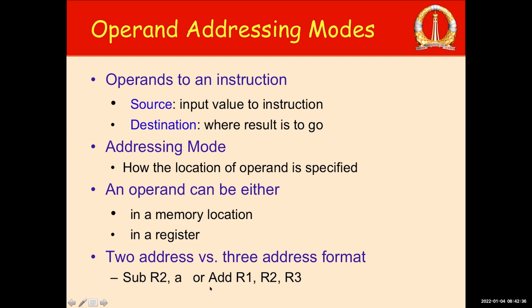As opposed to this, in the 3-address format, you could have 3 operands. One of these operands is the destination operand, which is R1, and the other 2 are source operands like R2 and R3. Again, different processors have used different types of instruction formats. Some have used 2-address formats, some have used 3-address formats, and so on, right?